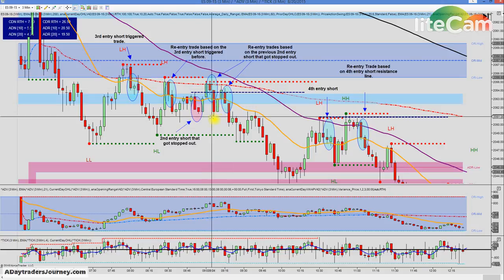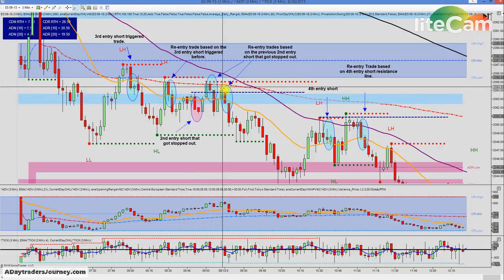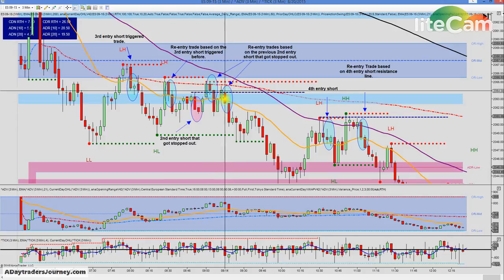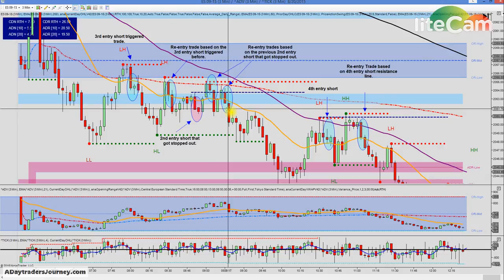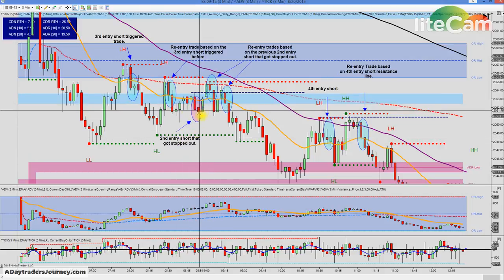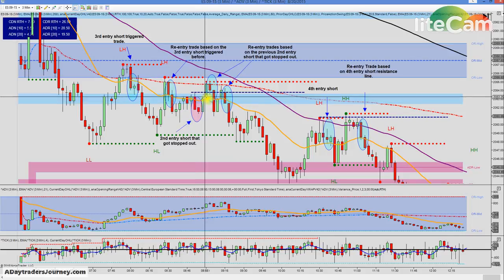And here's another example. As it goes back up and stops you out, you have another chance of a re-entry trade here as a break below this signal bar, which is bearish. So you would get in here. And so here I'm not really counting first, second entry here on these blue circles, because I already have a valid second entry short that was triggered here, and I got stopped out.